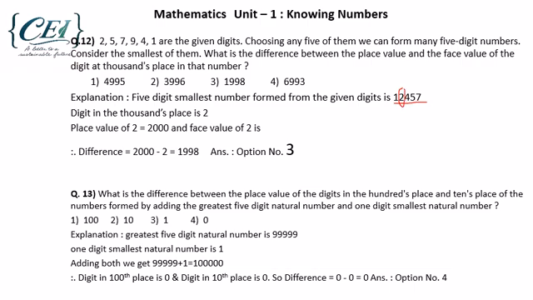So what is the face value? 2. And what is the place value? 2000. Place value is 2000, face value is 2. Difference: 2000 minus 2, 1998. So answer is 3.